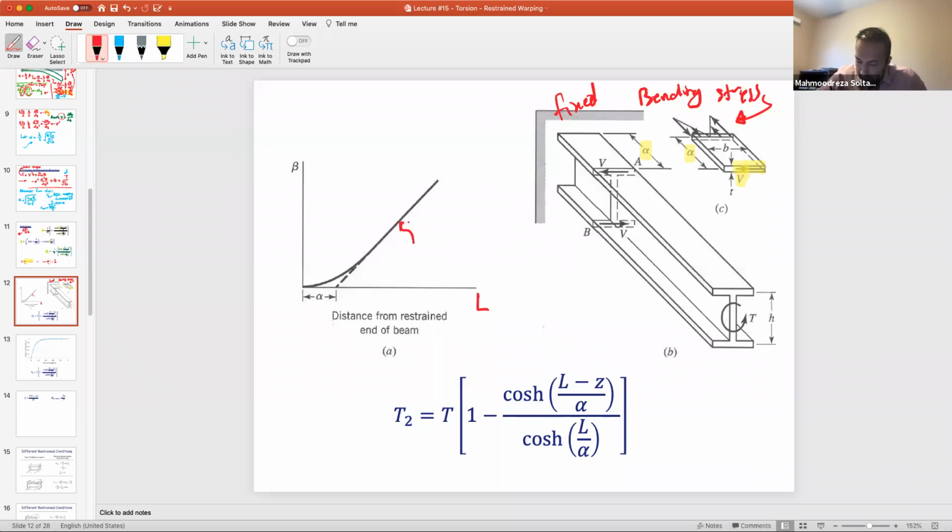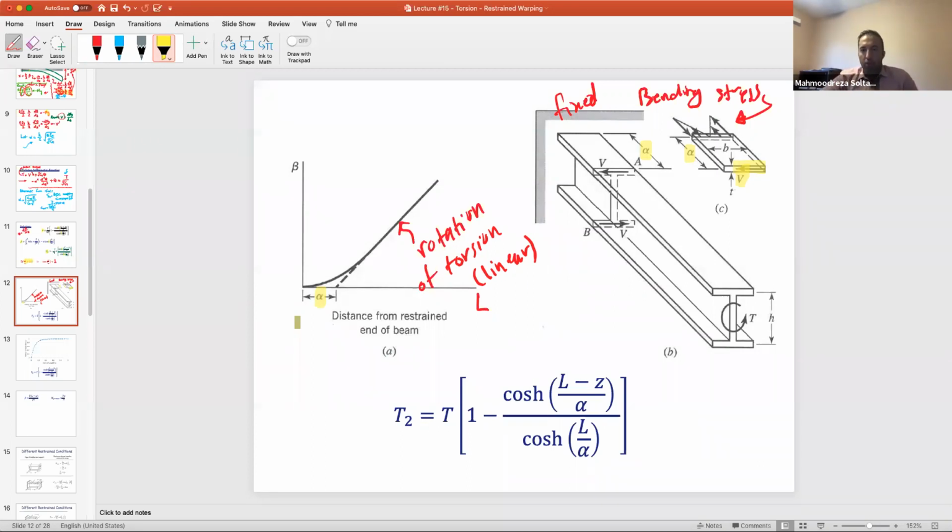So this region, let's call it rotation of torsion, it is linear. But we couldn't say that within the alpha interval. So from alpha towards the free end, you're having torsion, right? From alpha to the fixed end, you're having warping.